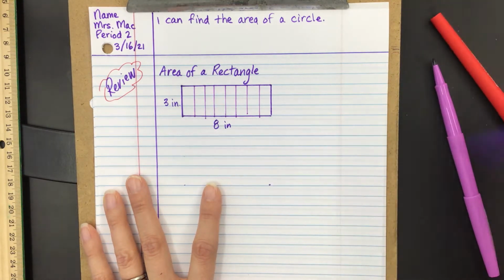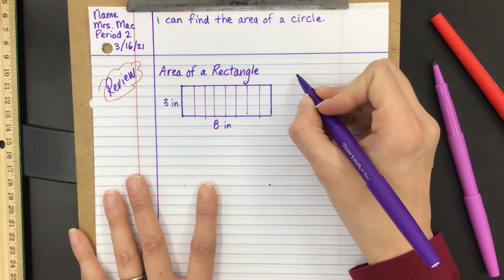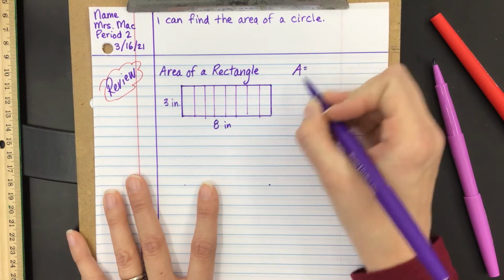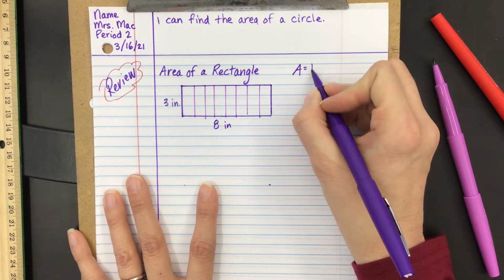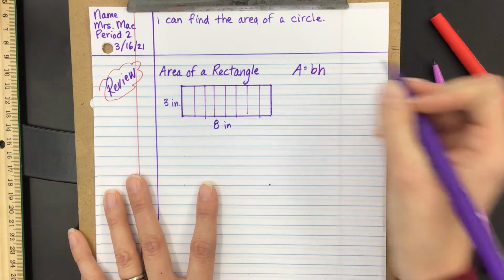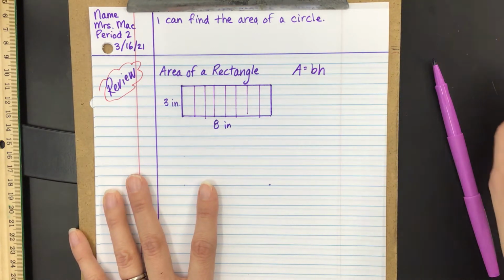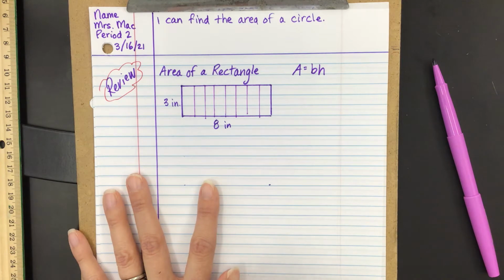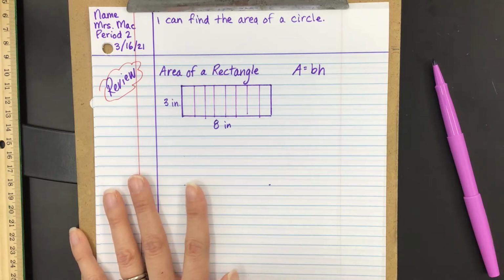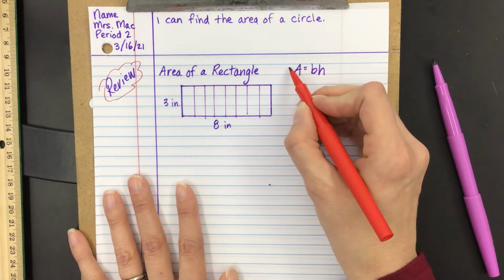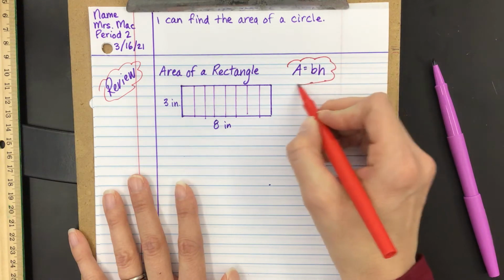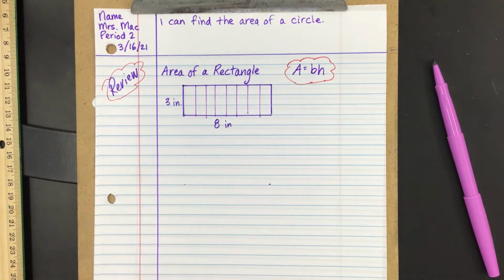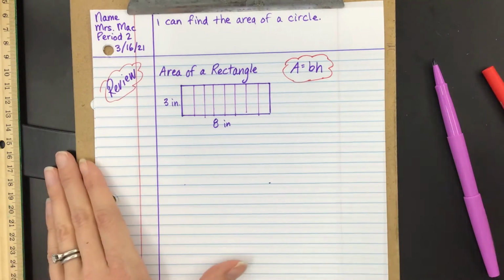So you may remember, hopefully you remember, that the area of a rectangle is the base of that rectangle times the height of that rectangle. You may be used to length times width, but I'm changing it slightly to base times height, and I'll show you why in a minute. Okay. All right, what's the area of a rectangle?